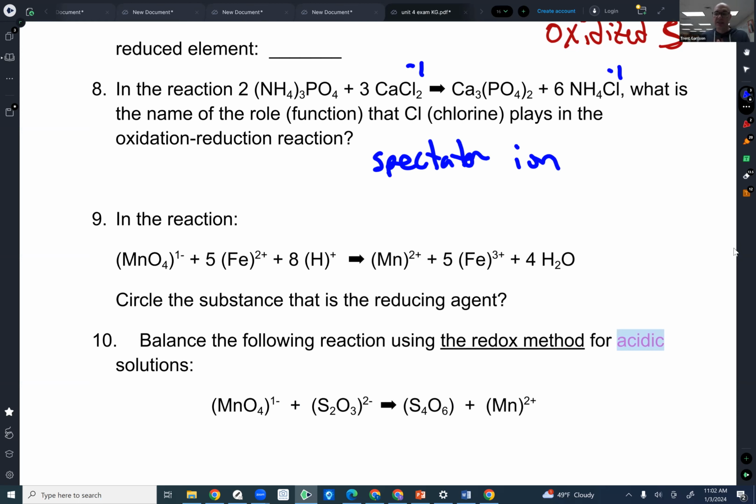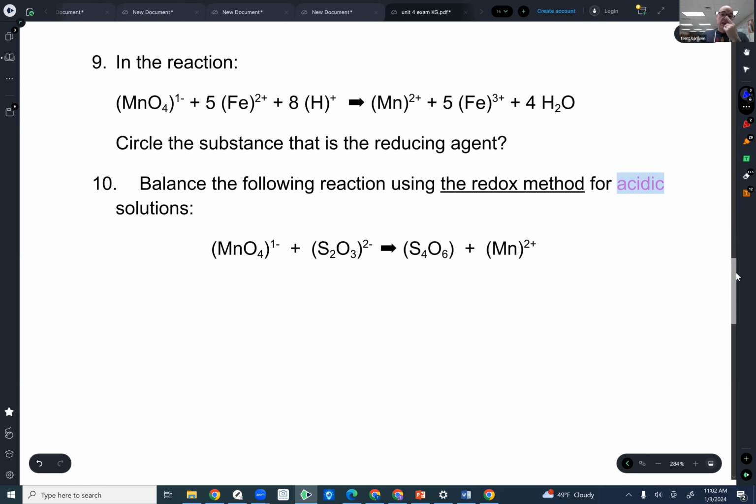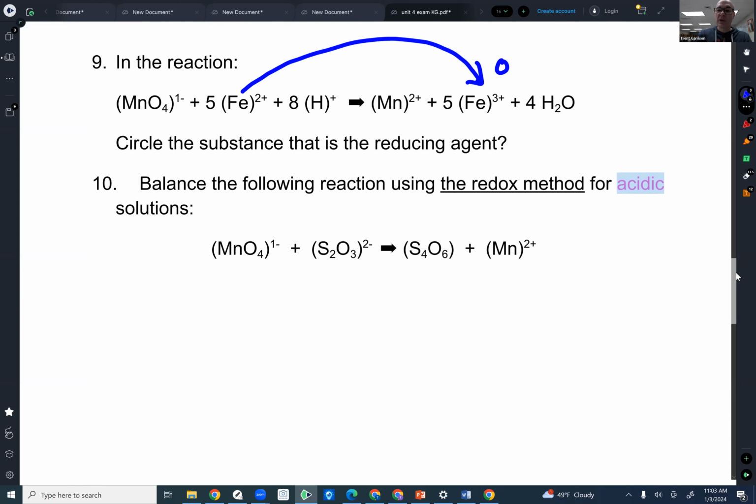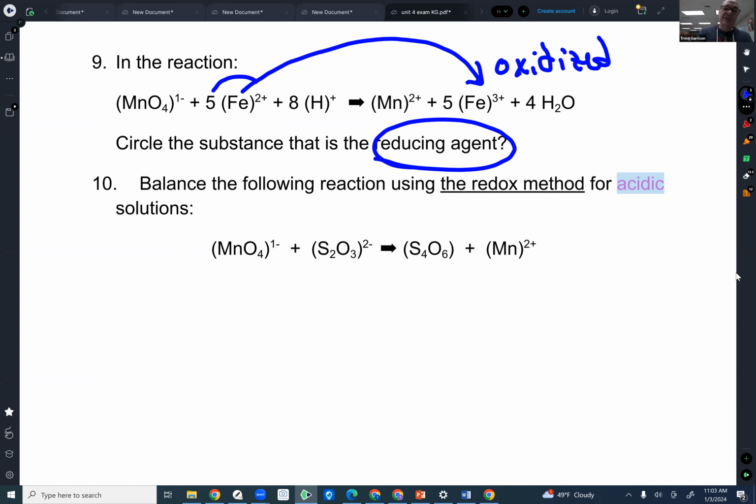Number 9, circle the reducing agent. So in other words, we're looking for the thing that's being oxidized. So if it's going from a +2 to a +3, that's the one that has gotten oxidized. Whoops, misspelled there. Which means it is the reducing agent. So it's the entire material, Fe plus 2. If you just put Fe, I don't know which Fe it is. So it's the Fe plus 2.